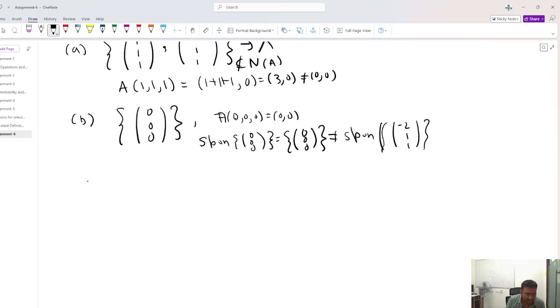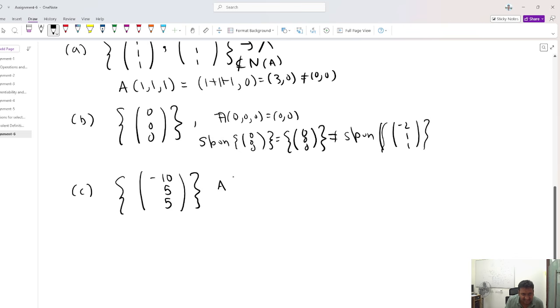Nice. Let us do the C part. So we have to check if this thing is a basis or not: minus 10, 5, 5. Let us first see if even this element is in the null space or not. So by definition, this is minus 10 plus 5 plus 5. Okay, and then this is 5 minus 5.